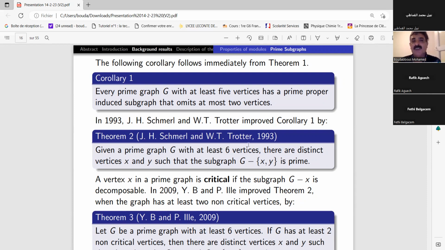Schmerl and Rutter improved this corollary by proving that there is a prime subgraph obtained by deleting exactly 2 vertices, if the graph has at least 6 vertices.